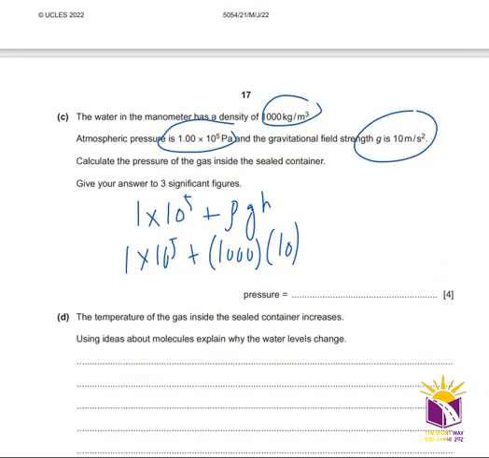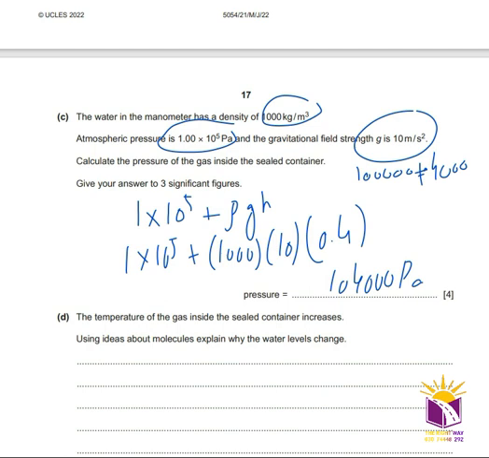which will be equal to 40 centimeter. By converting into meter, we will have 0.4, and it will be equal to 1 into 10 raised to power 5, mean 5 zeros, plus 0.4 multiplied by 10 multiplied by 1000, which will be equal to 4000. So we have 104,000 pascals, or you can write it as 104 kilopascals.